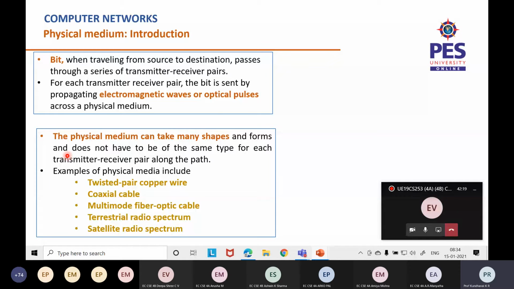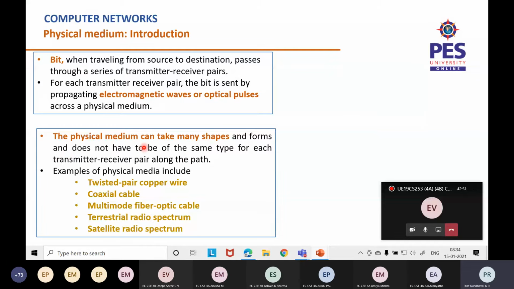For example, from the host to the edge router, it could be twisted pair or a coaxial cable. From the router to another router, it could be an optic cable. From there, it could be radio waves through a baseband transformer, and from there again. So in between, the physical medium takes many shapes. It's not a single physical medium that connects a source and the destination.